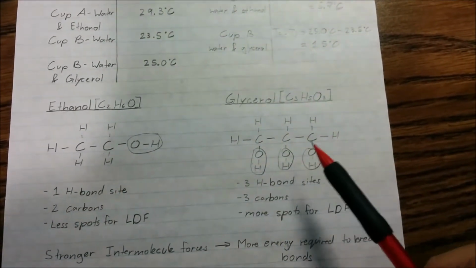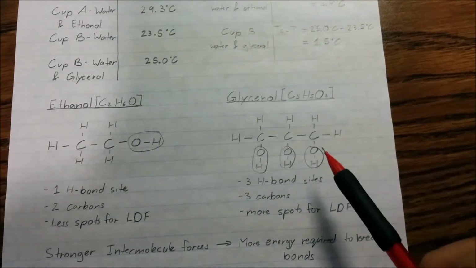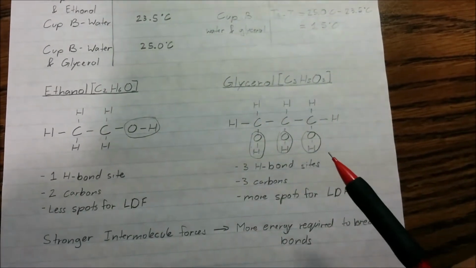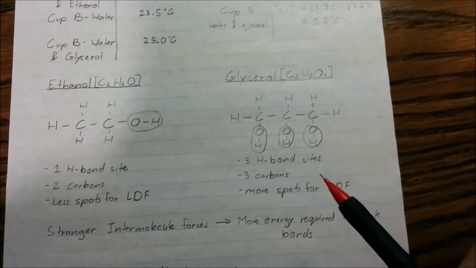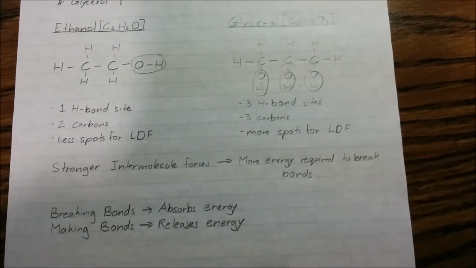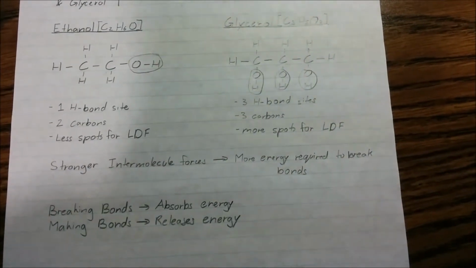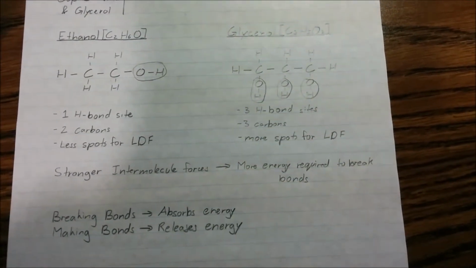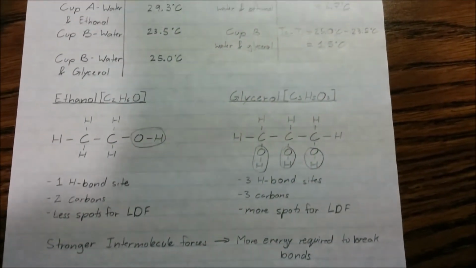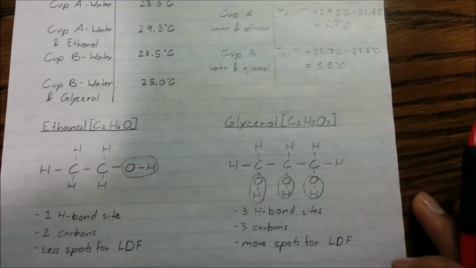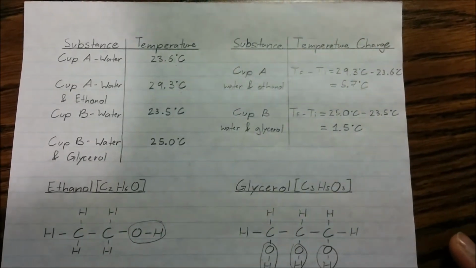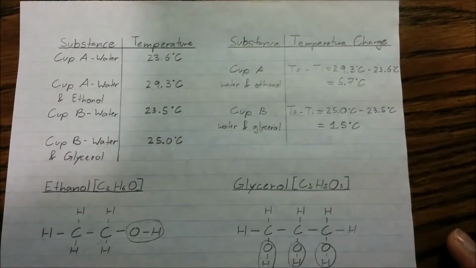Glycerol, on the other hand, is a larger molecule with more LDF sites, requiring it to use more energy to break bonds to dissociate. So overall, the stronger the intermolecular force is, the more energy is required to break bonds. Now keep in mind, breaking a bond absorbs energy while making a bond releases it. Since it is easier to break ethanol's bonds, when they are remade, they release more energy. And since more energy is required to break glycerol, less energy is released when bonds are remade.